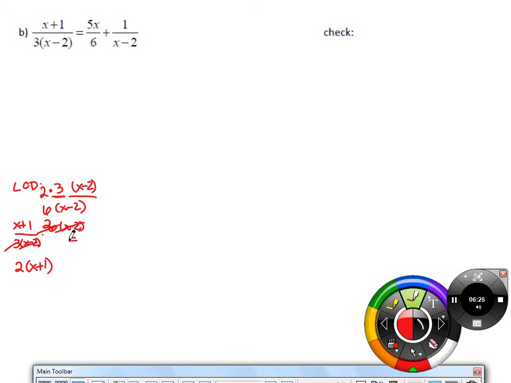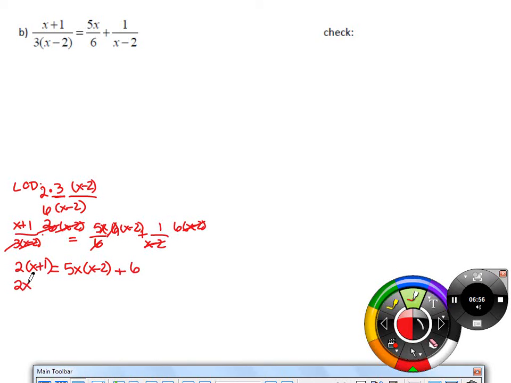On the other side of the equation, I have a 5x over 6 that I'm going to multiply by 6 times x minus 2. So the factors of 6 will cancel, and I'll be left with 5x times x minus 2. And then I have 1 over x minus 2, which I'm going to multiply by 6 times x minus 2. The x minus 2's will be canceled, and I'll be left with 1 times 6, which is just 6.